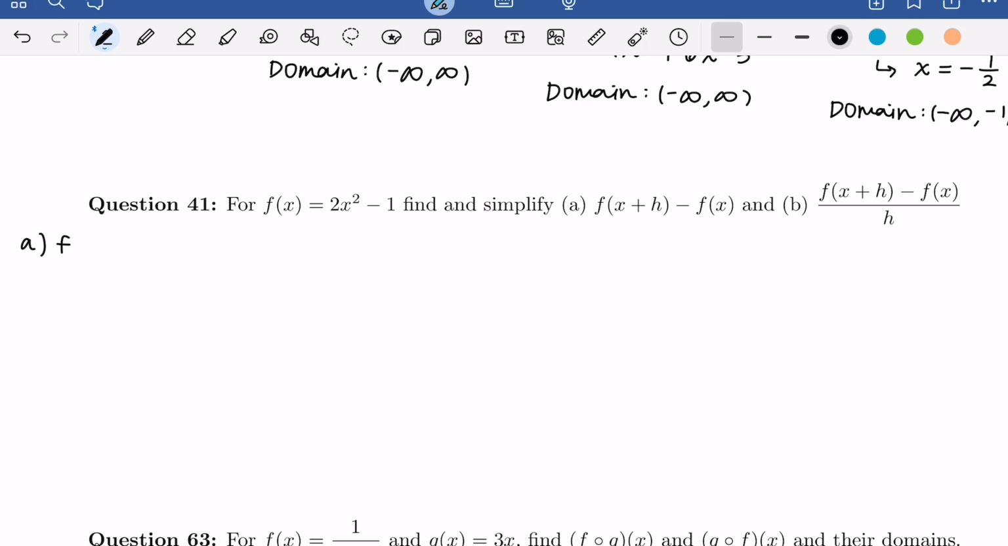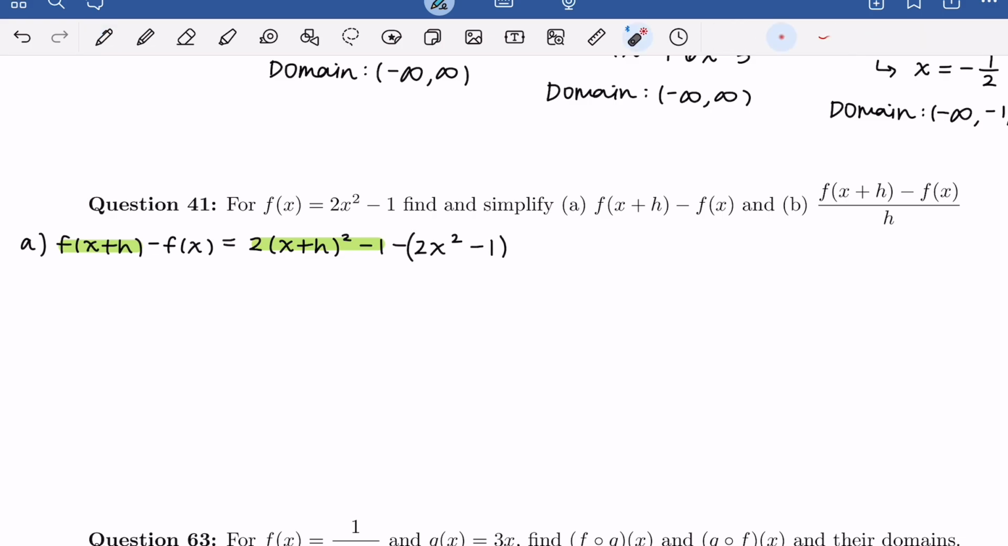So the numerator is going to be f of x plus h minus f of x. So what we're going to do then is plug in x plus h into our function wherever we see an x. So we're going to have 2 times x plus h squared minus 1. And so this whole thing here is f of x plus h. All right. Then we're also going to subtract out f of x, which is 2x squared minus 1. And since we're subtracting this binomial here, we need parentheses on the outside of it.